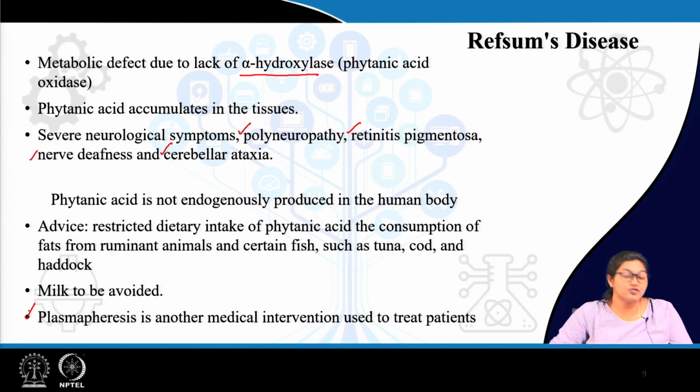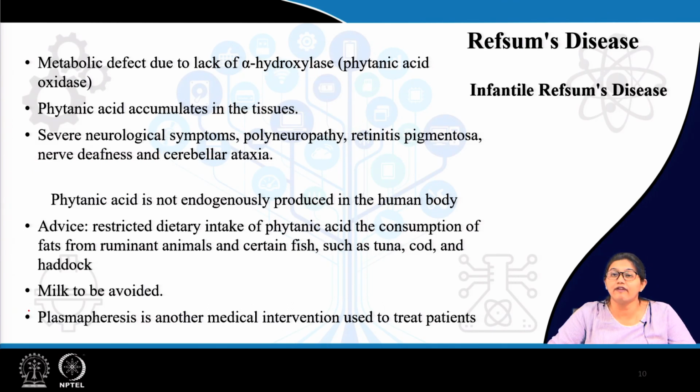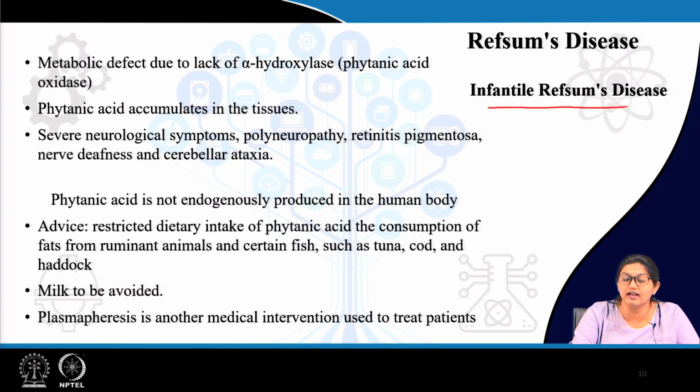So, this is Refsum's disease, but the other variant of Refsum's disease is infantile Refsum's disease. Now, infantile Refsum's disease is a condition where children are affected at a very early age, and their manifestations are mostly like Zellweger syndrome, where basically the peroxisome synthesis or peroxisome formation is hampered, leading to alpha oxidation defect.